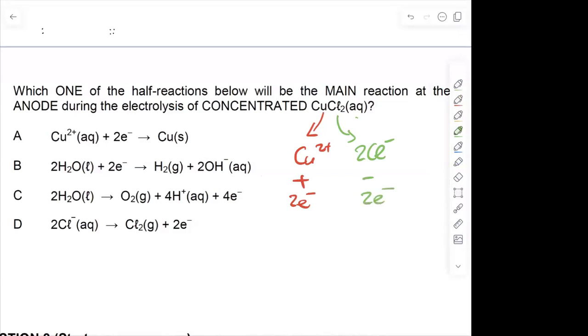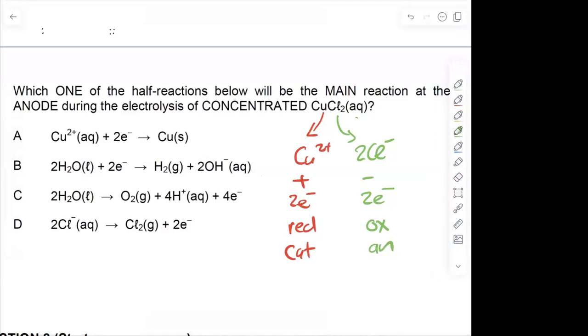What do we call the gain of electrons and the losing of electrons? The gaining of electrons becomes what we call our reduction, right? Reduction is gain, oxidation is going to be loss. And which electrode has the reduction? Remember, red cat, so that's going to be our cathode, and oxidation happens at the anode, that's an ox, right?